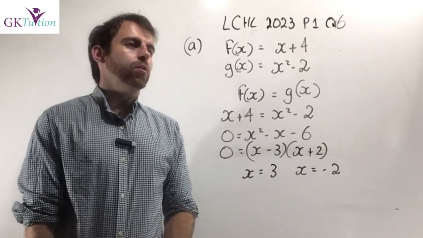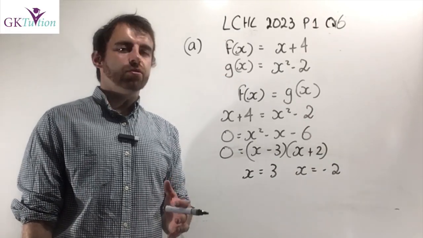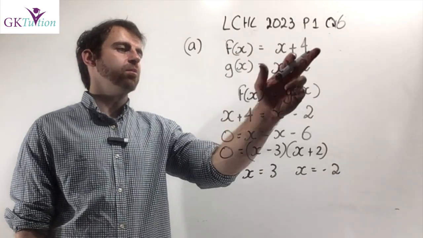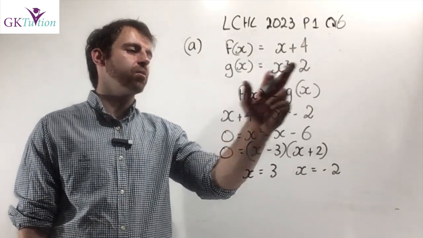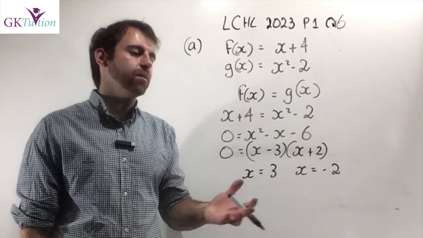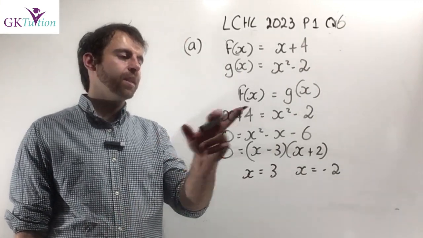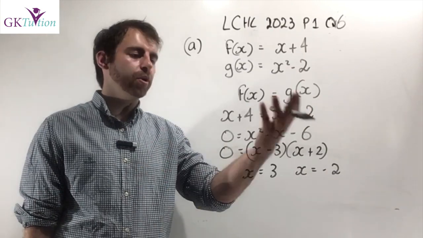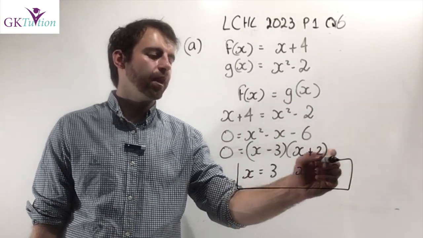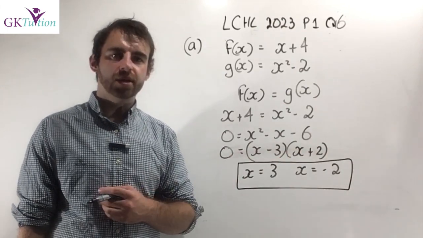In this tutorial, I'm looking at Leaving Cert Higher Level 2023, Paper 1, Question 6. We're told that f of x is x plus 4, and that g of x is x squared minus 2. And we're asked to find the values of x for which f of x equals g of x. So you simply let the two functions equal each other, bring everything to one side, factorize and solve your quadratic, and the two answers are x equals 3 or x equals minus 2.